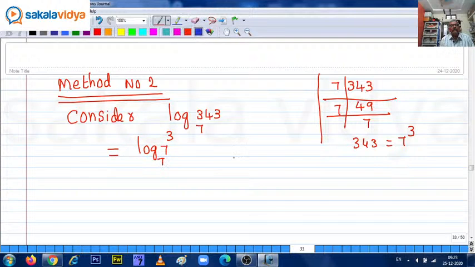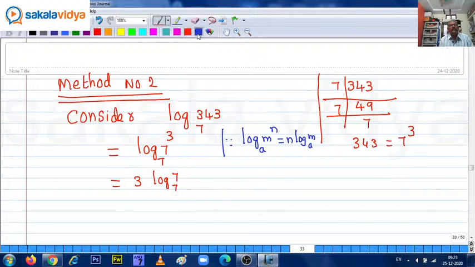We have one important result. What is the result? Log m to the power of n to the base a is n times log m to the base a. So we can write this as 3 times log 7 to the base 7.